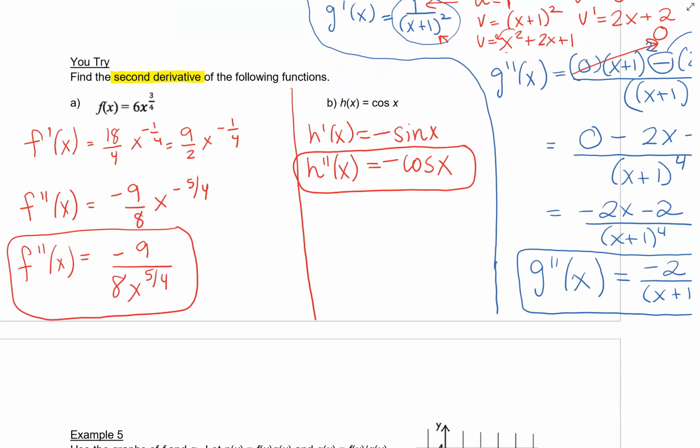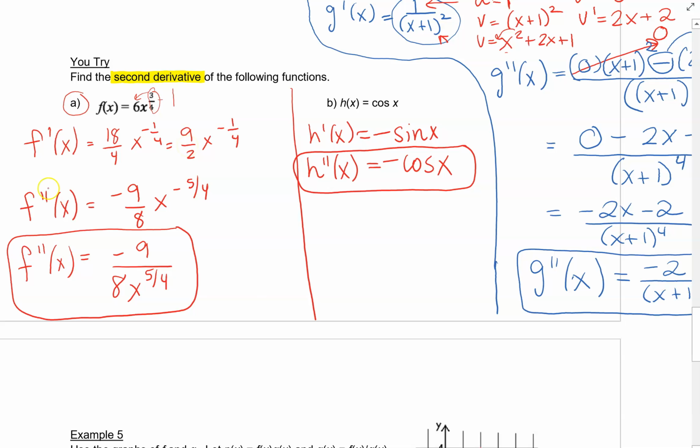Okay, so in part A, we just basically had to do a power rule twice. So for the first derivative, I bring the 3/4 down and multiply it to the 6 and get 18/4, and then subtract 1 from the power to get negative 1/4. And the 18/4 reduces to 9/2.